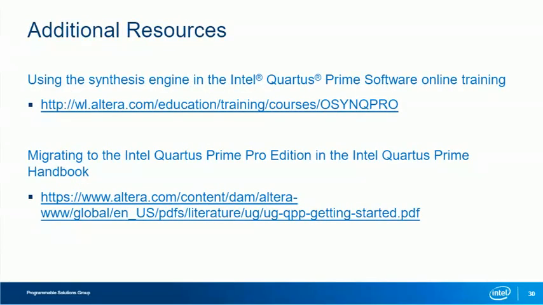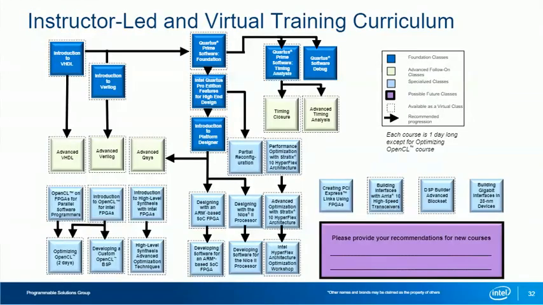This concludes our look at how to migrate to the Intel Quartus Prime Pro Edition software. To learn about the process and differences between the different versions of the Quartus Prime software, see the Synthesis Engine online training linked here. To get more information about the migration process, see the Migrating to Quartus Prime Pro Edition chapter in the Getting Started User Guide, Intel Quartus Prime Pro Edition, linked here. This slide shows a flow diagram of many of the classes that Intel has to offer and the dependencies that those certain classes have.